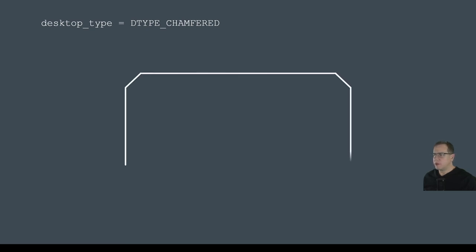We'll look at option 3 next, just because it's the simpler geometry. So desktop_type equals dtype_chamfered. The first step is to sketch out our shape. So this is what it's going to look like. Then we identify our 0,0 point here. You'll notice this time it doesn't actually fall on any of the geometry, which is fine.